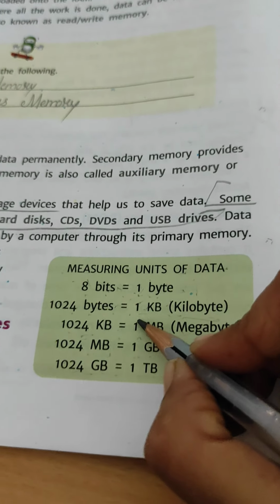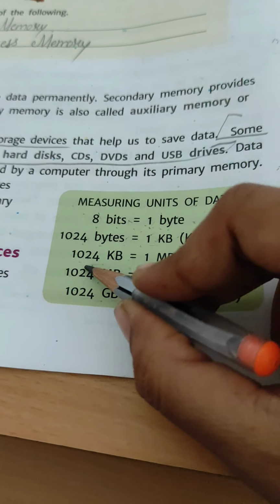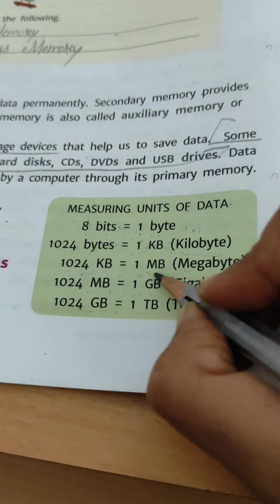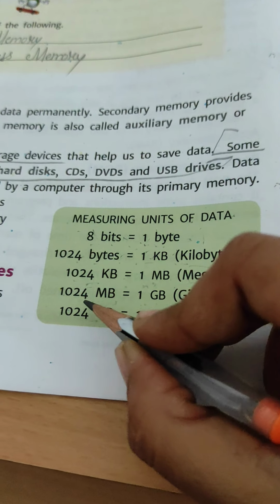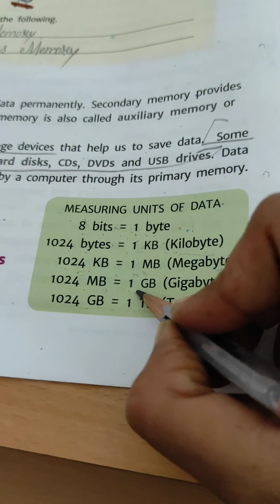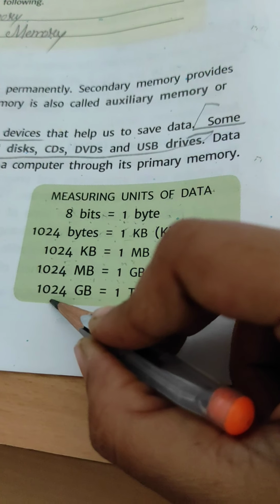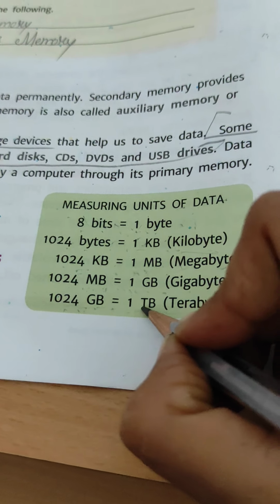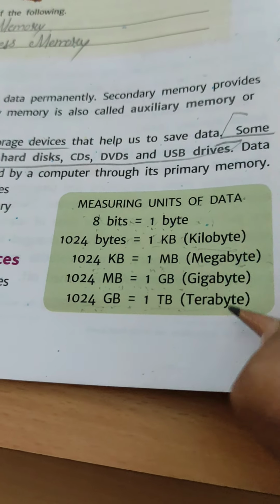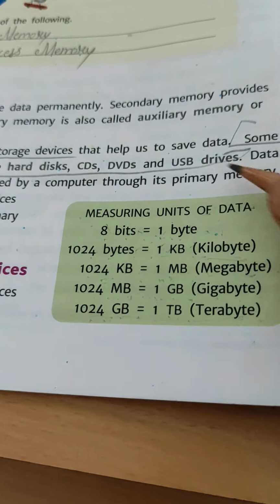1024 bytes is equal to 1 kilobyte. 1024 kilobytes is equal to 1 megabyte. 1024 megabytes is equal to 1 gigabyte, and 1024 gigabytes is equal to 1 terabyte. In this way we are measuring computer memory.